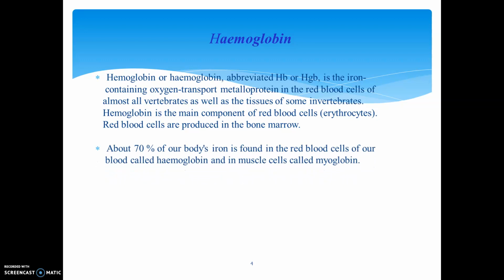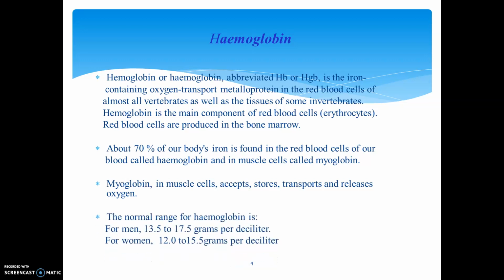About 70% of our body's iron is found in the red blood cells of our blood, called hemoglobin, and in muscles, called myoglobin. Myoglobin in muscle cells accepts, stores, transports, and releases oxygen. The normal range for hemoglobin is, for men, 13.5 to 17.5 grams per deciliter, for women 12.0 to 15.5 grams per deciliter.